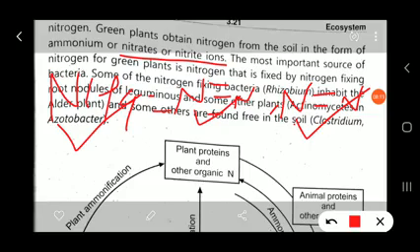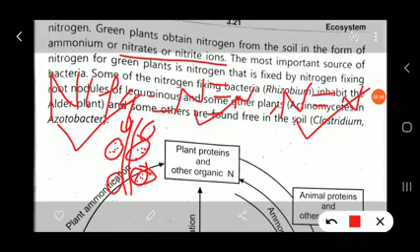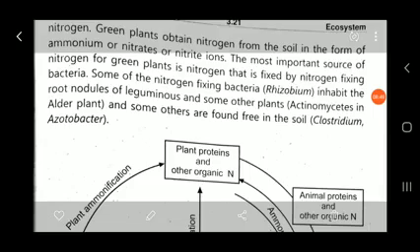The most important source of nitrogen for the green plant is the nitrogen that is fixed by nitrogen-fixing bacteria. As you see in the groundnut roots, we can see some nodules present on these roots. Inside these root nodules, there are some nitrogen-fixing bacteria known as rhizobium bacteria. Rhizobium helps the plant by converting nitrogen into ammonia, and they provide nitrogen to the plant. That is known as a nitrogen-fixing bacteria.